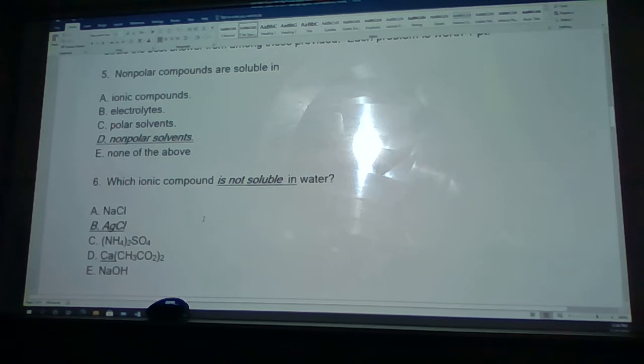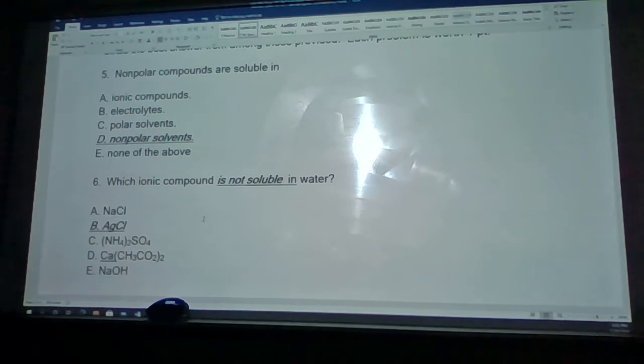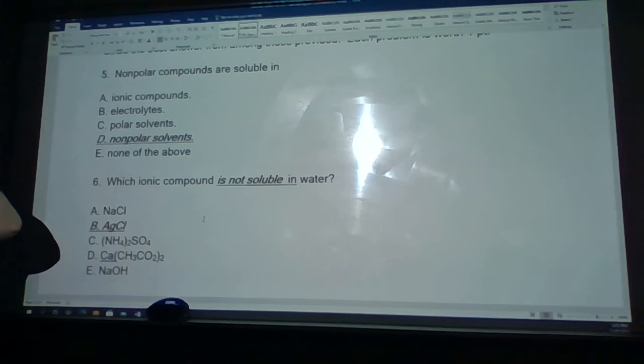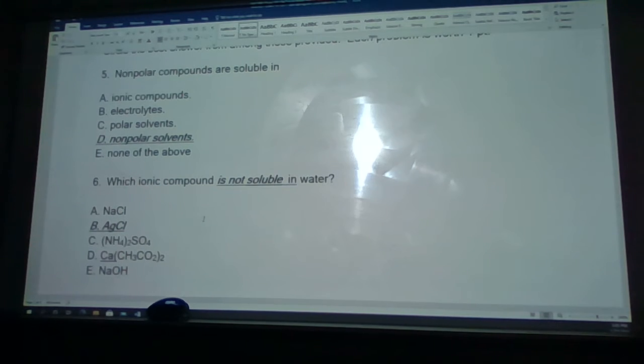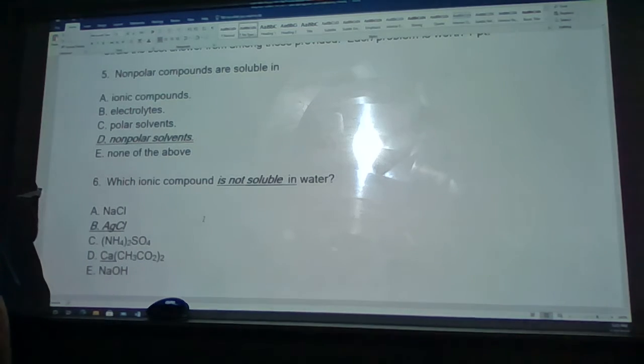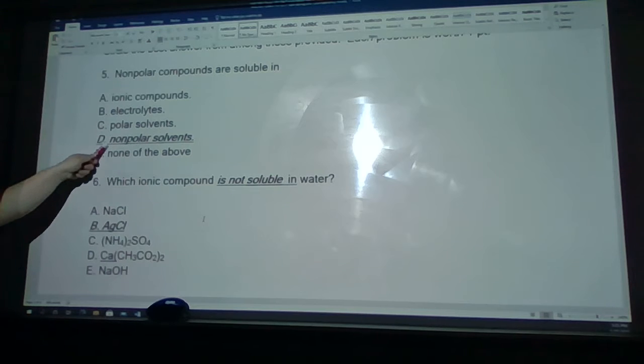Number 5, nonpolar compounds are soluble in. So we are looking at the polar or nonpolar nature of compounds and solvents. Like dissolves like. So those things that are of a similar polarity nature to what we're looking at are going to be more soluble in one another. So we're talking about a nonpolar compound is going to be more soluble in a nonpolar solvent.